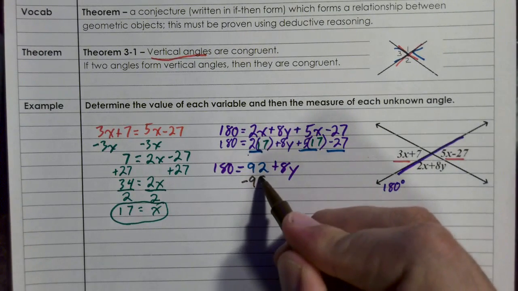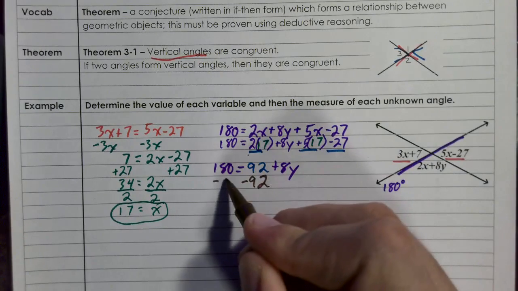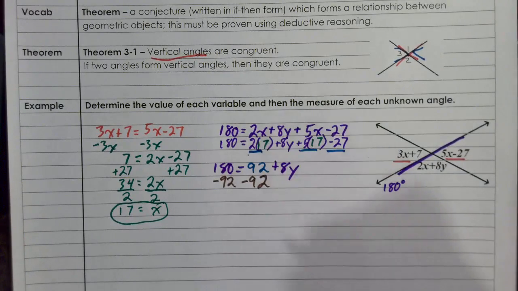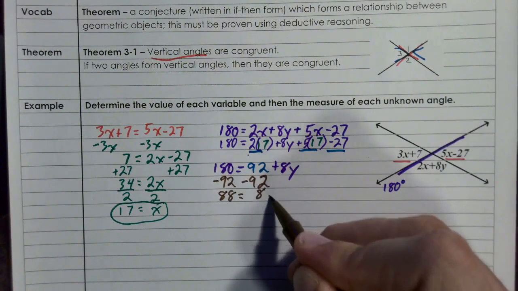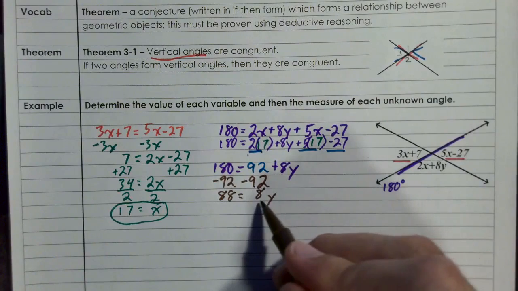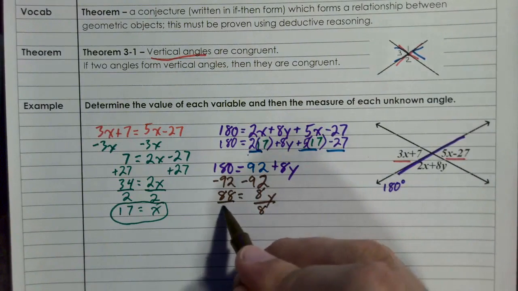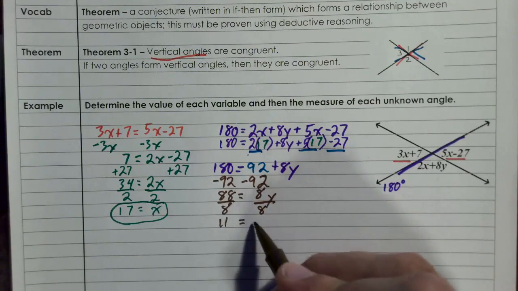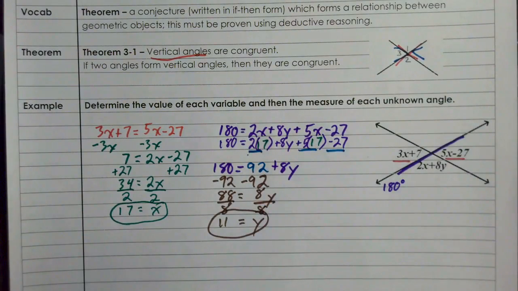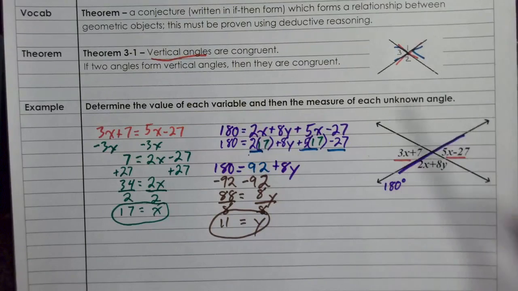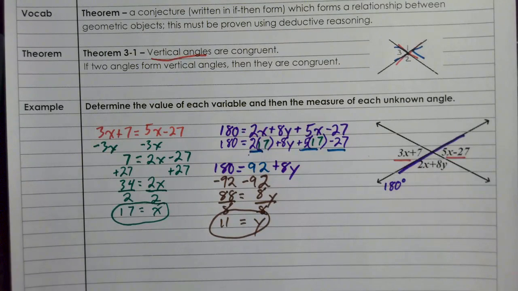So I'm going to subtract 92, trying to get that 8y by itself. So that's 88 equals 8y. And then we're going to divide both sides by 8. So 11 equals y. Cool. Now we know what x is and we know what y is. So they want us to figure out what the measure of all three of these angles are. So we just got to plug them in.